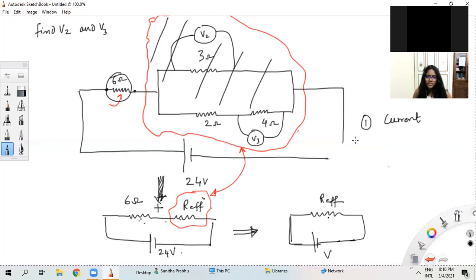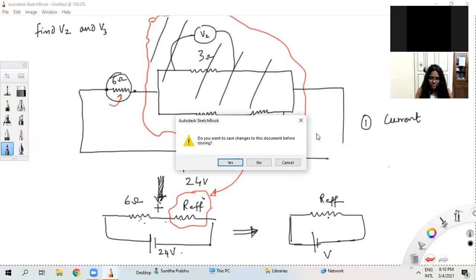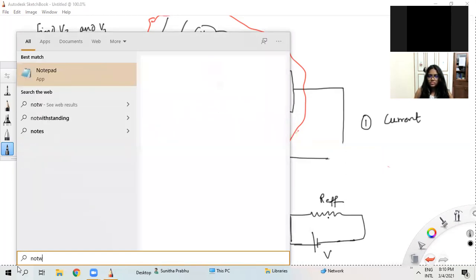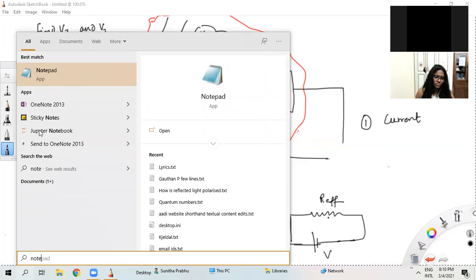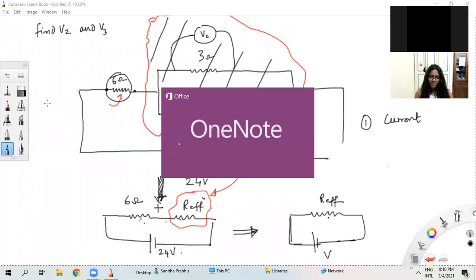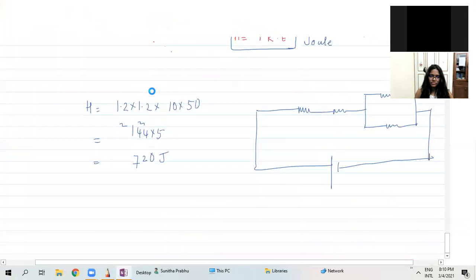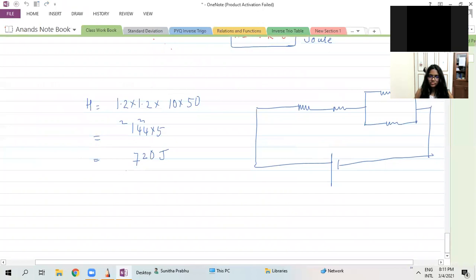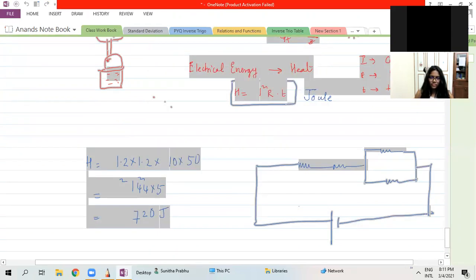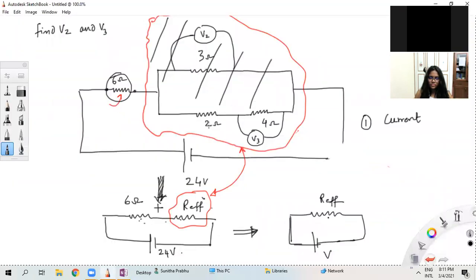So would it be 1 by R1 plus 1 by R2 plus 1 by R3? Okay, so we will do that, okay? So what I'm going to do, I will open some other window, okay? Just hold on a minute. I can't have two instances of that. So I'm just using off this fellow. So 3, 2, 4.